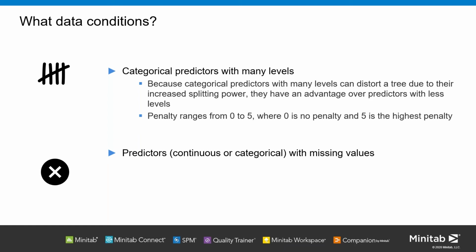For categorical predictors with a lot of levels, the penalty that you can set ranges from 0 to 5, where 0 is no penalty whatsoever and 5 is the highest possible penalty.